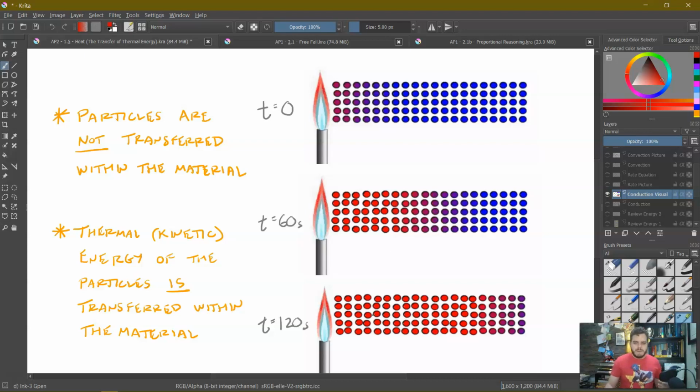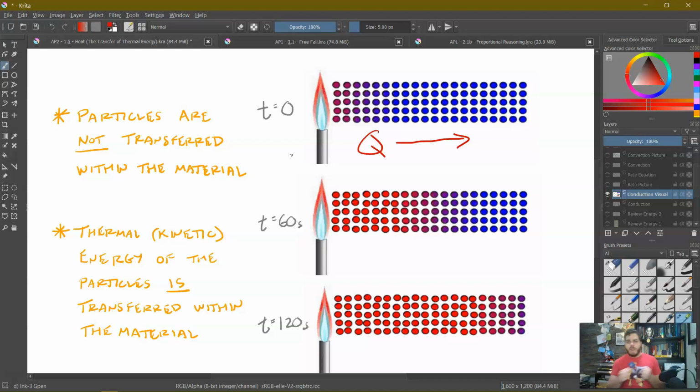And as time goes on, the particles here are bumping around a lot, and even these are bumping around some, bumping into the ones next to them, etc. So this heat is literally being transferred from one end of this solid object to another. But what's important here is that while thermal energy, or kinetic energy of the particles, is being transferred from one end of the material to the other, the particles are not being transferred. The particles basically stay in the same place.